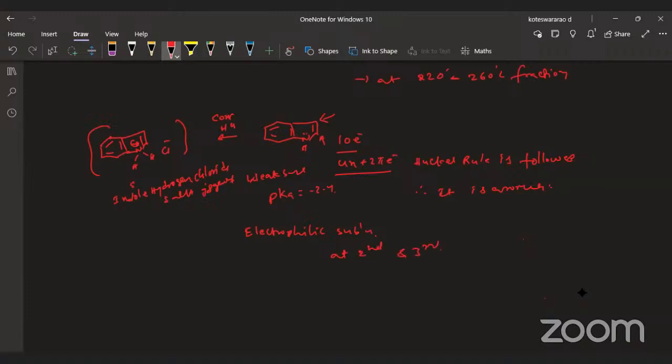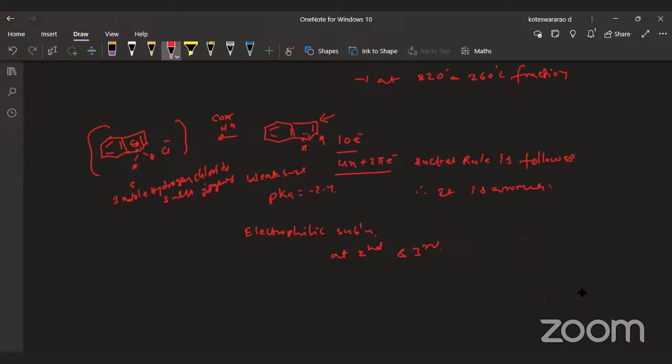There are equal chances at both positions. It is clearly explained by the canonical structures, the resonance structures, which were already discussed earlier. Based on that, it undergoes electrophilic substitution reactions at the second and third positions. Especially, nucleophilic attack is favorable at the second position.